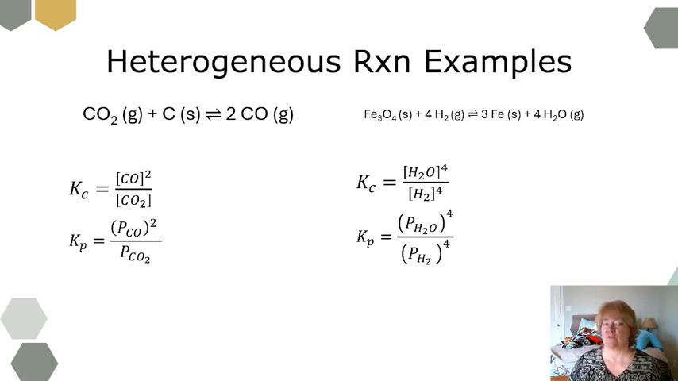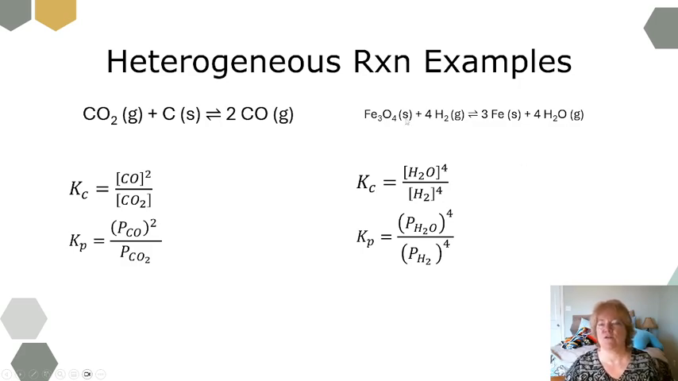So here's a couple of different examples. This one has gases and solids. So I'm going to ignore the solid. This one would just be, in terms of the Kc, in terms of concentration, the concentration of CO squared divided by the concentration of CO2. I would leave this out. If I were going to write it in terms of Kp, in terms of partial pressures, it would be the partial pressure of CO gas squared divided by the partial pressure of CO2. So I can consider it either way, since this is gases involved.